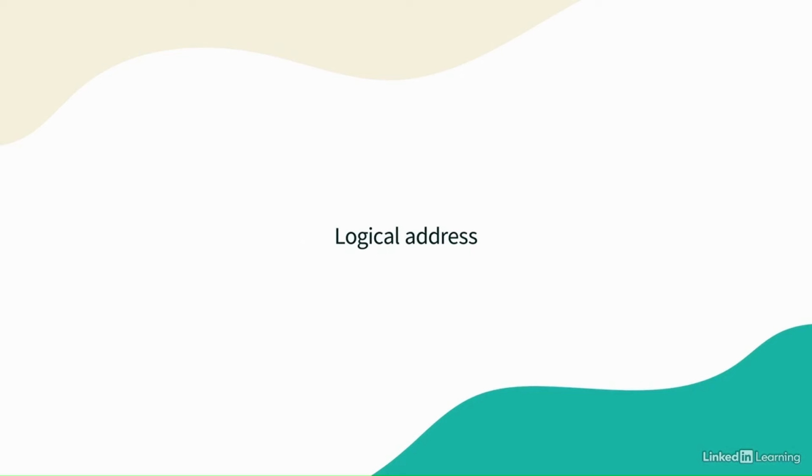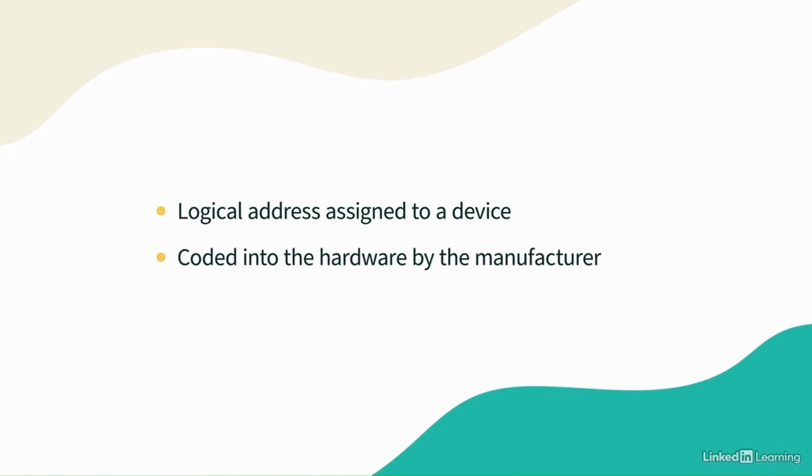Let's consider a very popular logical address. It's an IP version 4 address, where IP stands for Internet Protocol. And we're going to see later on that there's also an IP version 6 address. But for now, understand that an IP address is a logical address because it's an address that needs to be assigned to the device, as opposed to a MAC address, which is coded into the hardware by the manufacturer.